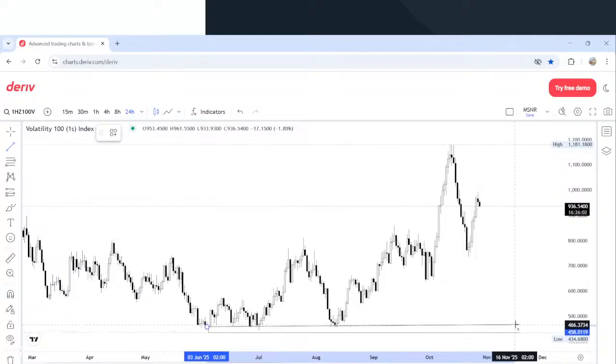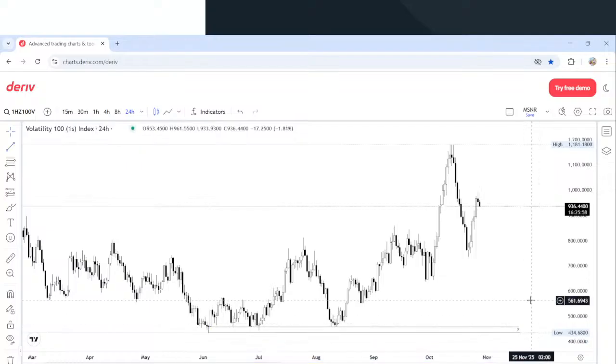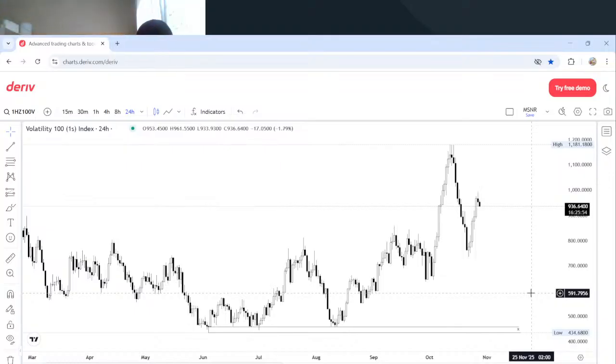Yeah, this is our strong support. Yeah, so the main thing you have to look at is, when you're dealing with synthetic indices, you have to do multi-time framing.